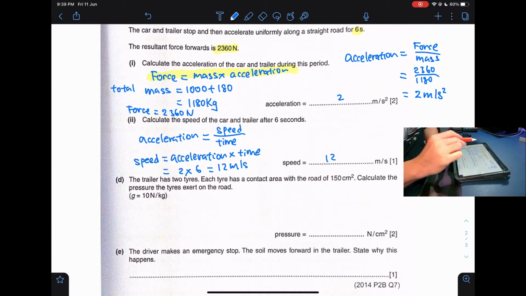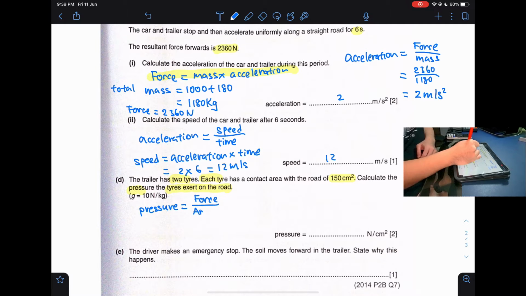For part D, the trailer has 2 tires. Each tire has a contact area with the road of 150 centimeters squared. And we need to calculate the pressure the tires exert on the road. And the formula for pressure is force over area. So for this question, you need to take note that the force is the weight of the trailer.